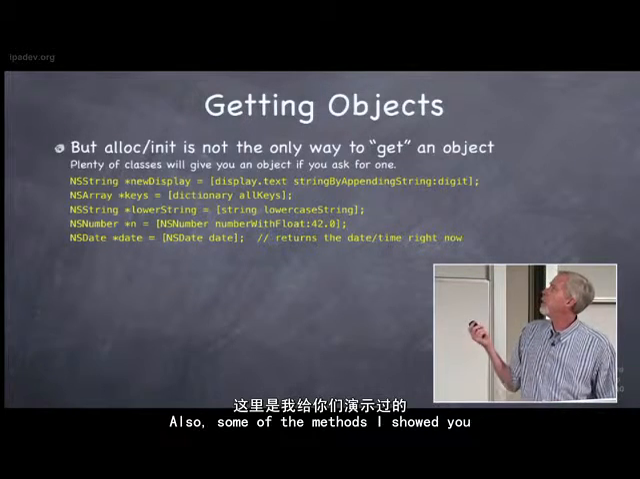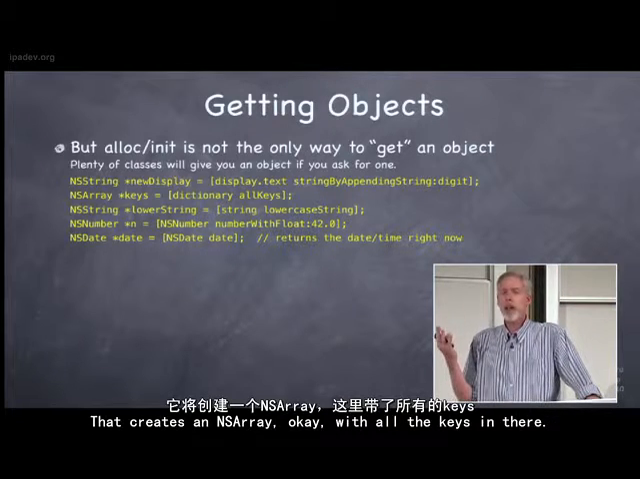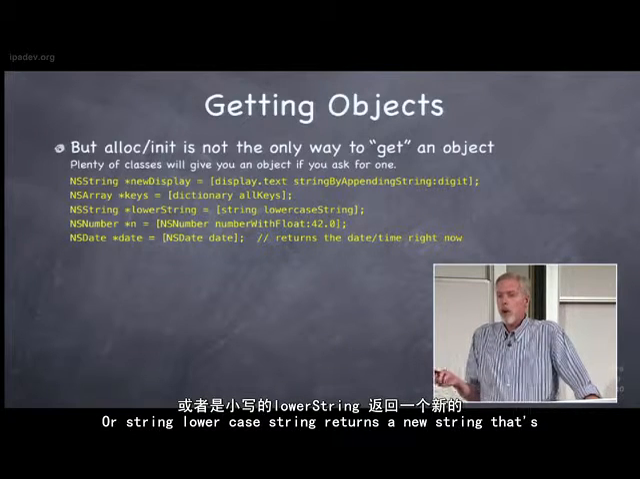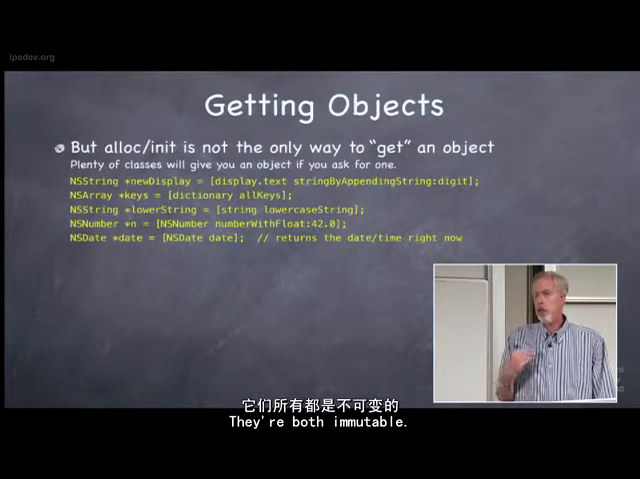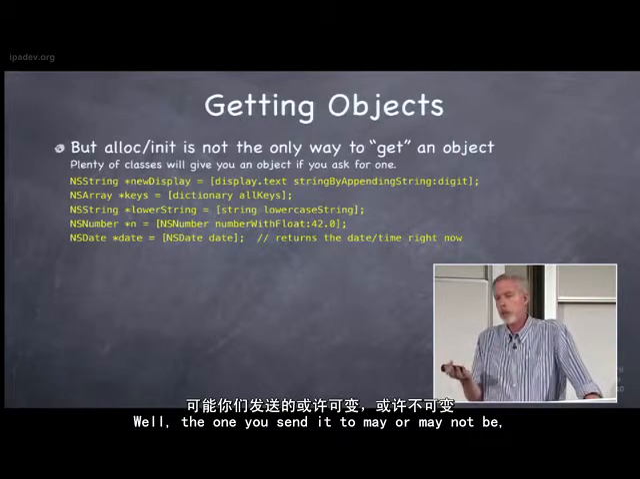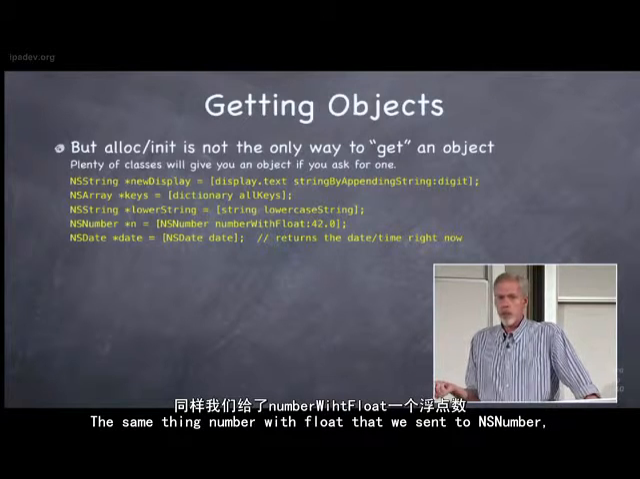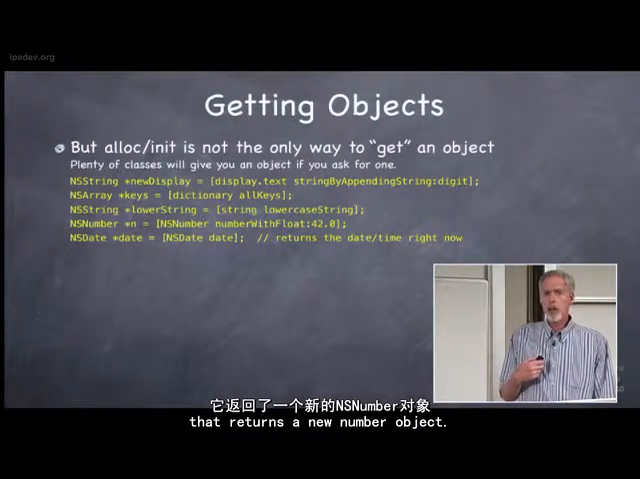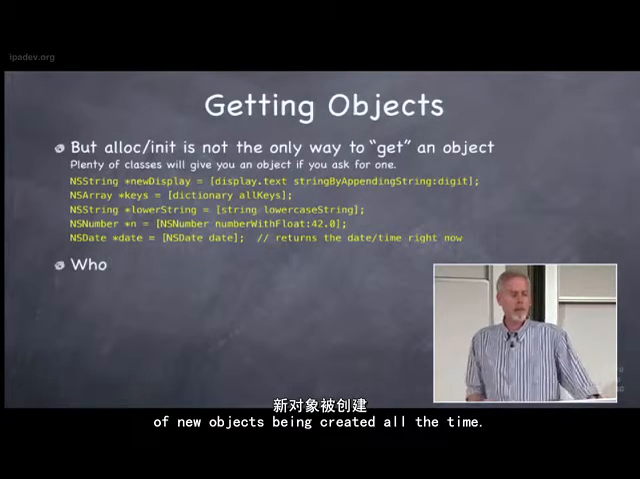Also, some of the methods I showed you, like dictionary allKeys, create an NSArray with all the keys in there. Or string lowercaseString returns a new string that's lowercase. They're both immutable. The one you send it to may or may not be, but the one it returns is immutable. The same thing with numberWithFloat that we sent to NSNumber. That returns a new number object. So you can see all kinds of new objects being created all the time.